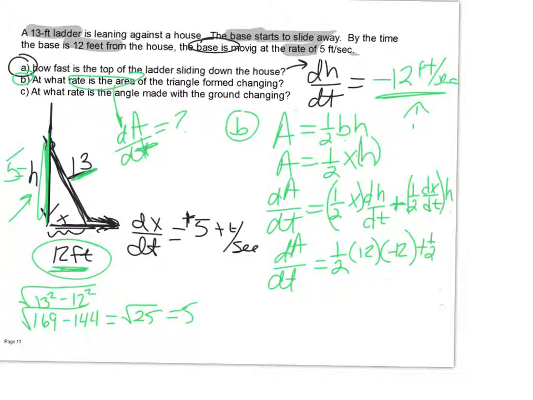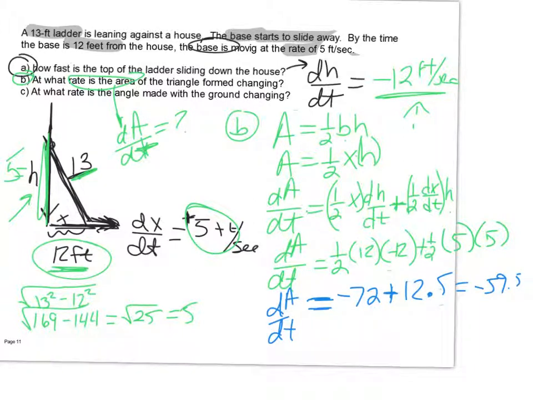1/2. Now dx/dt, what did we say that was? It was 5. That was one of our givens. And h we figured out over here. I want to say it was also 5. So now we just have to plug and chug. I'm going to pause and let you do that. You do it too. Now, I'm hoping that makes sense that it's negative 59.5.